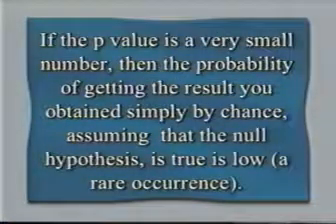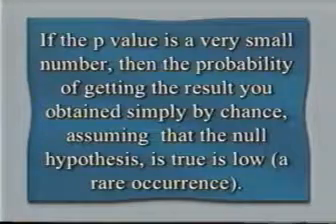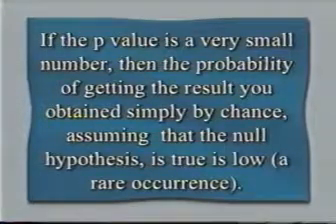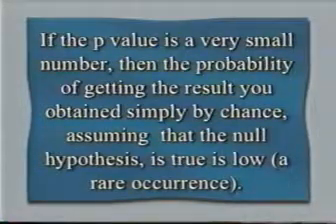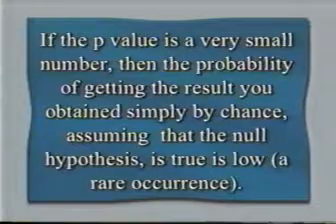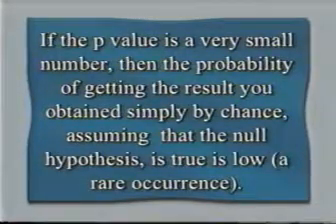If the probability, or p-value, of getting that much difference or more is a very small number, then the probability of getting the result we obtained simply by chance, assuming that the null hypothesis is true, is a rare occurrence. Most likely, the reason for the significant difference between our sample result and what we expected to get is that the null hypothesis is not true, that there is a significant difference in our sample and the population. To truly understand this, we need to look at least one application.